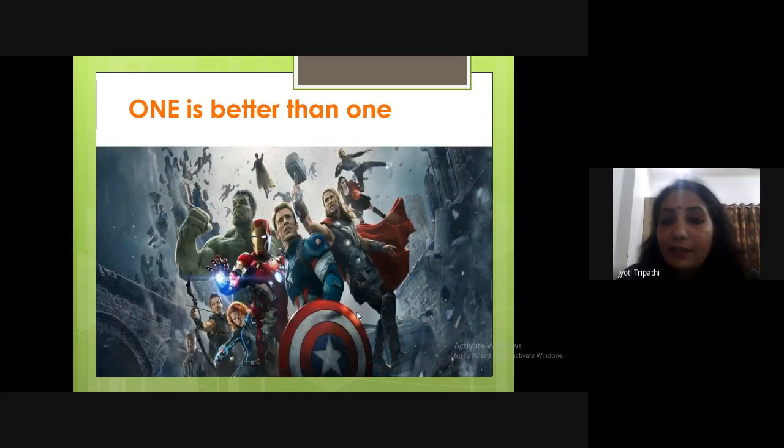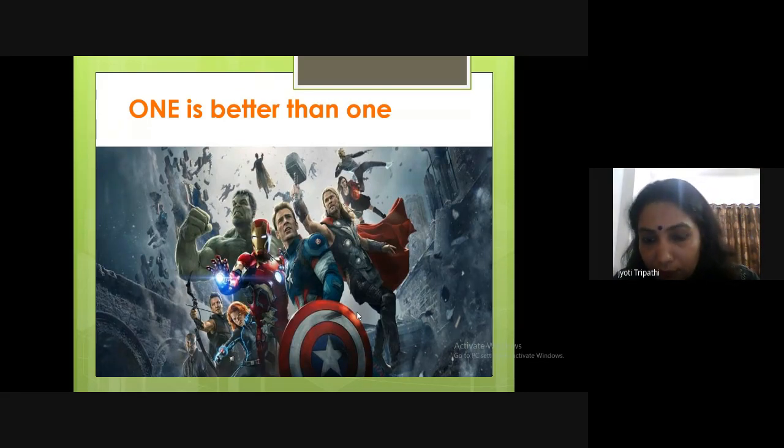Now, to understand the last point, learning, one is better than one. This is another instance I tried to include for you all. This is something from the fictitious world, Marvel's Avengers. We are all aware of that. This is also a remarkable presentation of teamwork. Here you may see Hulk, Captain America, Iron Man, Thor, and many more of these fictitious Avengers who work as a team against the evil forces of Thanos.